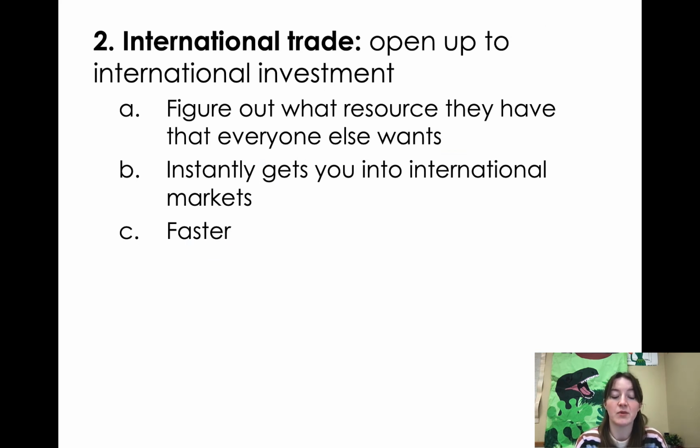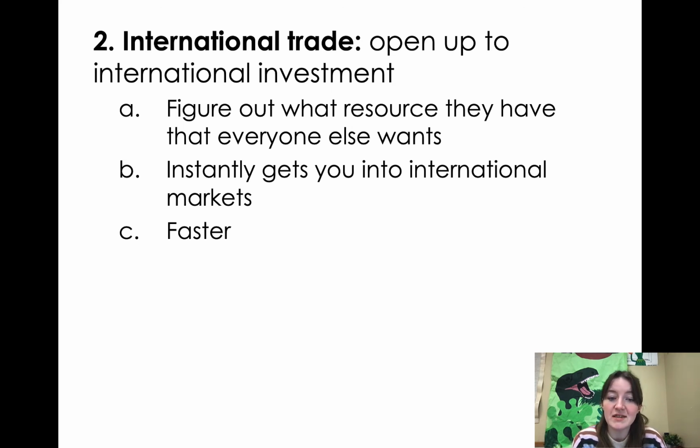Okay. Secondly, we have international trade, and this is how we open up to international investment. So we figure out what resources they have that everyone else wants. So if I have a lot of gold in my country, I know that other people want that. Meanwhile, I might have a lot of cow teeth, but nobody wants cow teeth. So why in the world would I sell that? They might want other cattle products, but they won't want the teeth because it's weird. But the gold is pretty great.